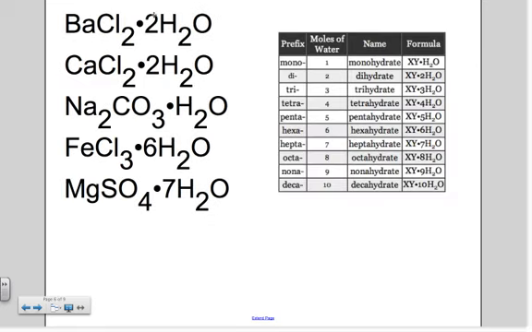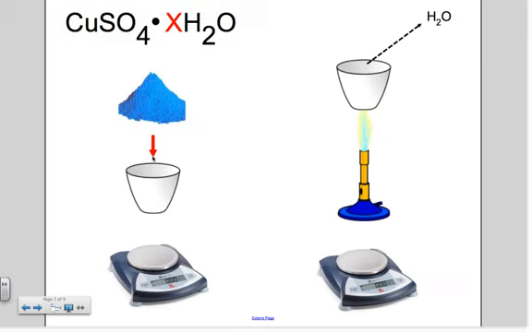These are all mole to mole ratios: 1 to 2 mole ratio, 1 to 1 mole ratio, 1 to 6 mole ratio. Your goal in this lab is to figure out what this ratio is right here of water compared to the anhydrous salt copper 2 sulfate.